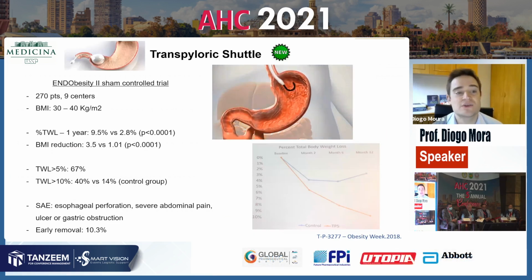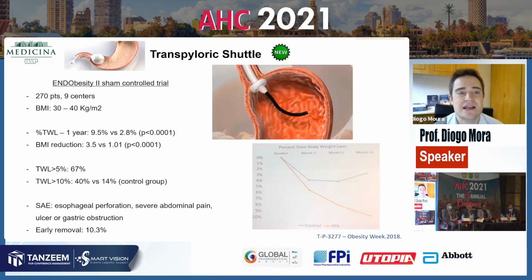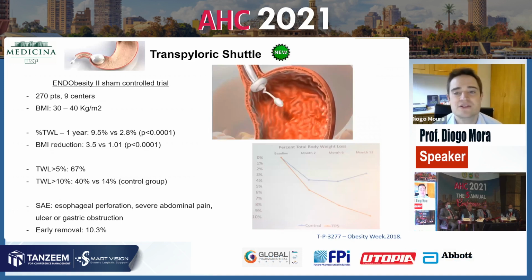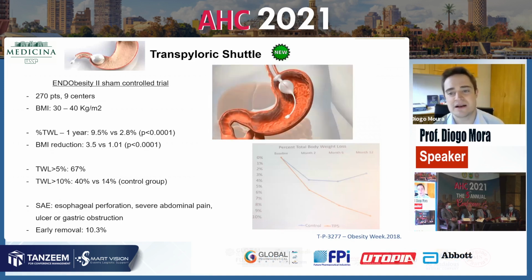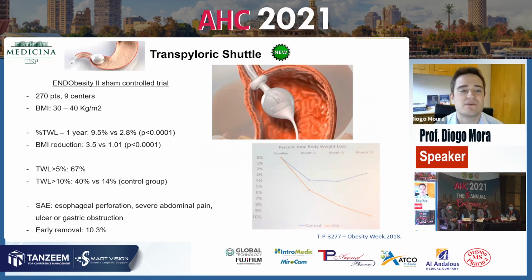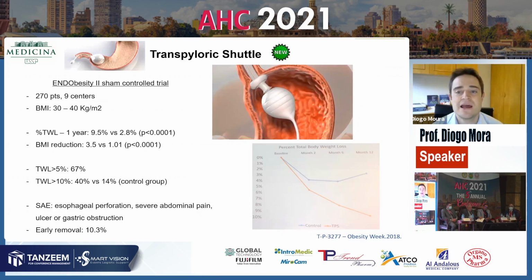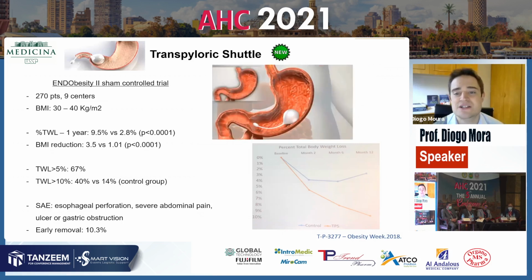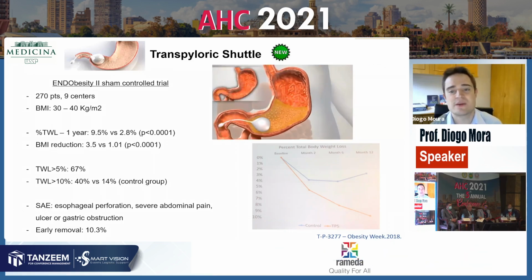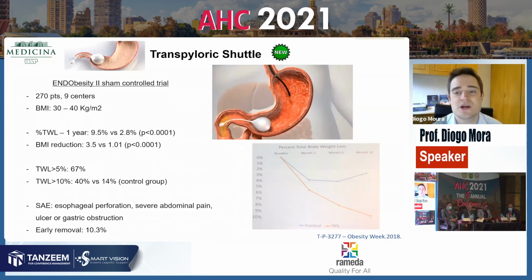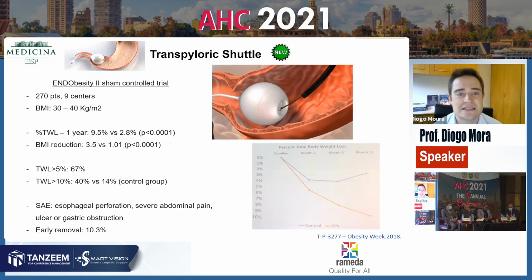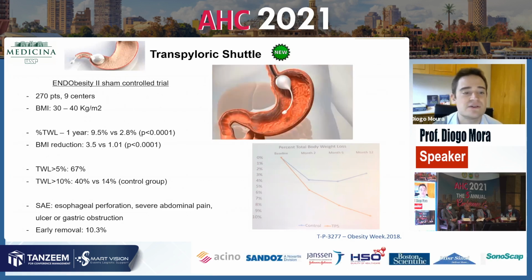Transpyloric shuttle is also a new device. This is kind of a balloon. So you have 2 balloons, one is a small cylinder and the other a balloon filled with silicone. And the mechanism of action is the intermittent pyloric obstruction. So the big balloon never crosses the pylorus, and then you're gonna have this intermittent obstruction, and you're gonna have a delay in gastric emptying. So it's an interesting new device.